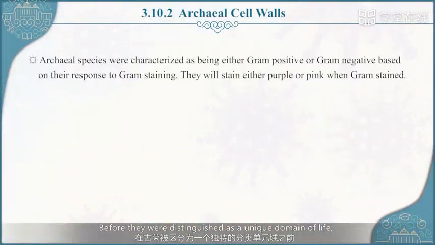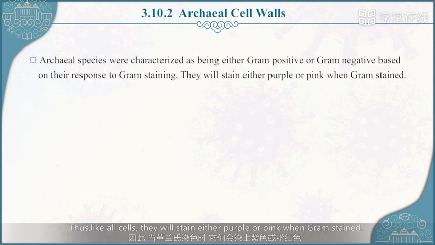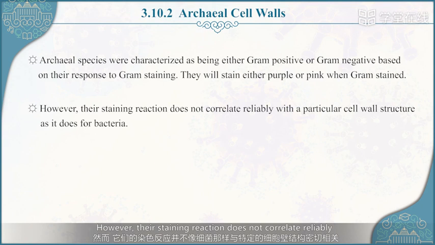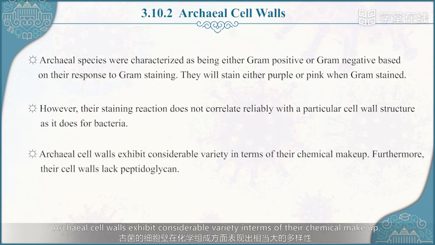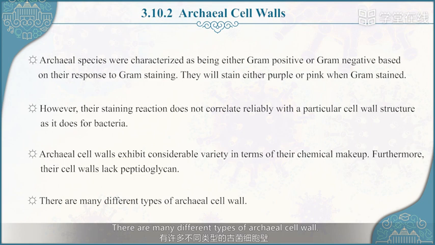Before they were distinguished as a unique domain of life, archaea species were characterized as being either gram-positive or gram-negative based on their response to gram staining. Thus, like all cells, they will stain either purple or pink when gram-stained. However, their staining reaction does not correlate reliably with a particular cell wall structure as it does for bacteria. Archaea cell walls exhibit considerable variety in terms of their chemical makeup. Furthermore, their cell walls lack peptidoglycan. There are many different types of archaea cell wall.